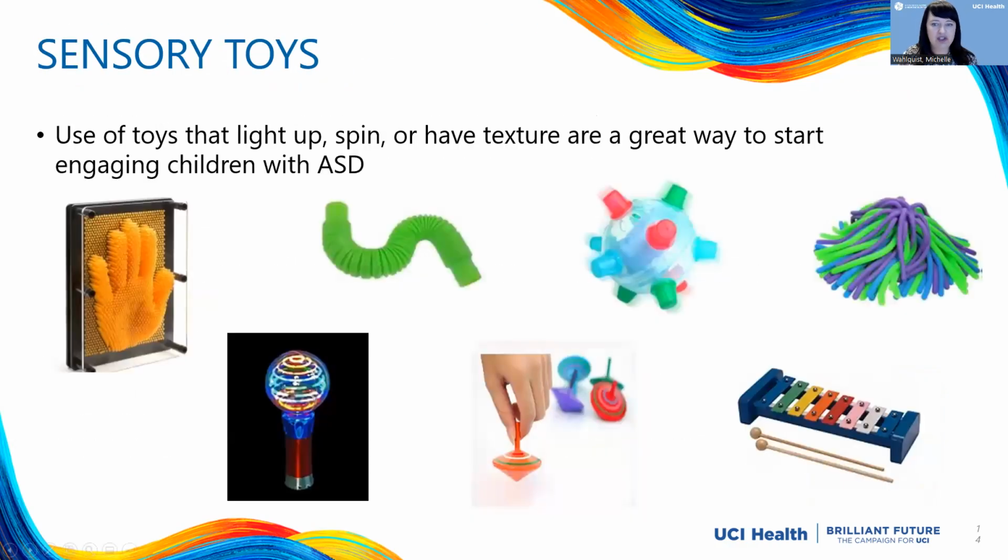Sorry, just a quick little slide here. These are some toys that can be really great to initially engage children with autism in play, and they're sensory-based toys. So pin art, things like light spinners or tops, things that have texture that are squishy or you can pull or bounce, pop tubes. These are all great toys to engage children initially if they don't seem very interested in play at the beginning.